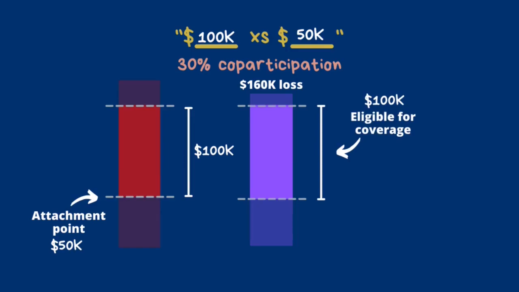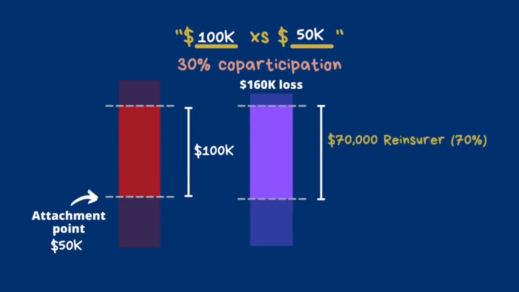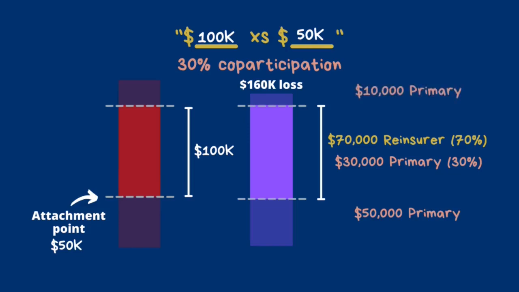coverage. Of that $100,000, the reinsurer would pay 70%, which is $70,000, and the primary insurance company would have to pay their 30% co-participation, which comes out to $30,000. Of course, the primary insurer is also responsible for the first $50,000 up to the attachment point, as well as the last $10,000 of the loss that exceeded the $100,000 portion that was eligible for reinsurance. If you add everything up, the primary insurer would be responsible for $90,000 of the loss.